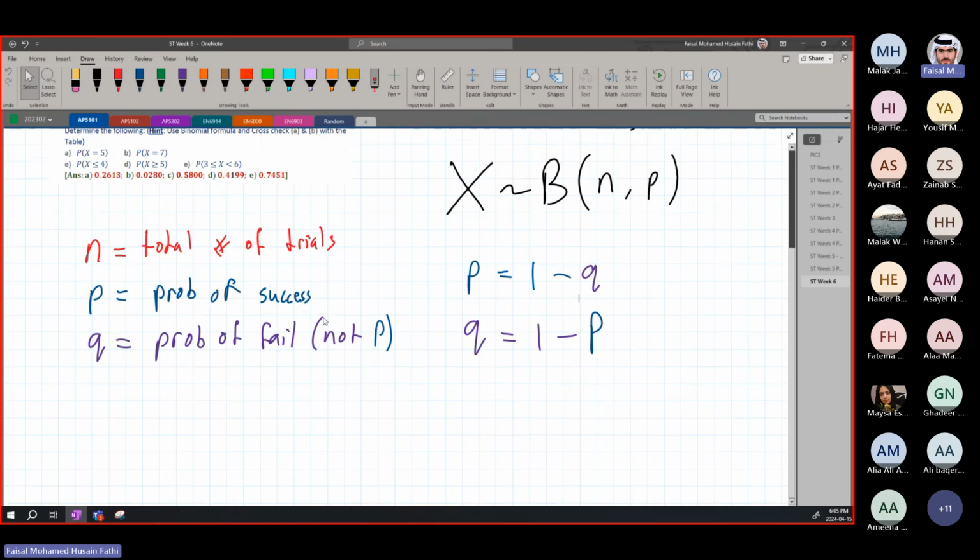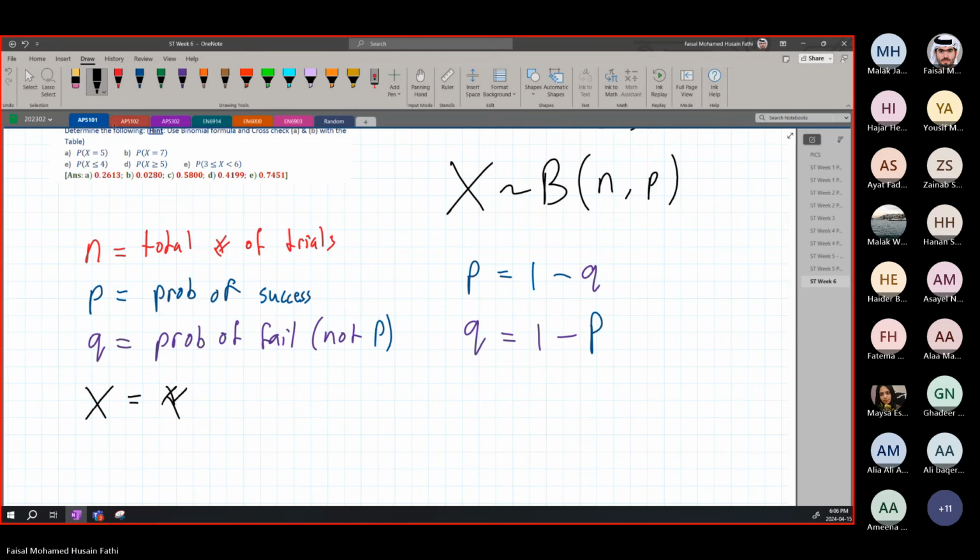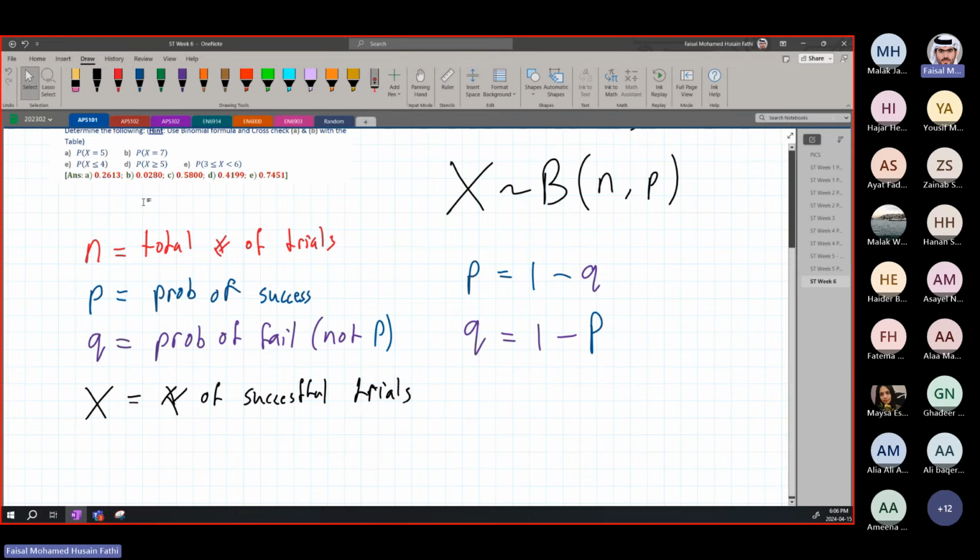And the last thing is going to be your X. I'll keep it as black. Your X is equal to the number of successful trials. In other words, if an event happens 10 times, and you say it will pass 6 times, this is the X value. So the number of successful trials is it worked out 6 times. That's what your X is. And we will see that clearly now in this example.